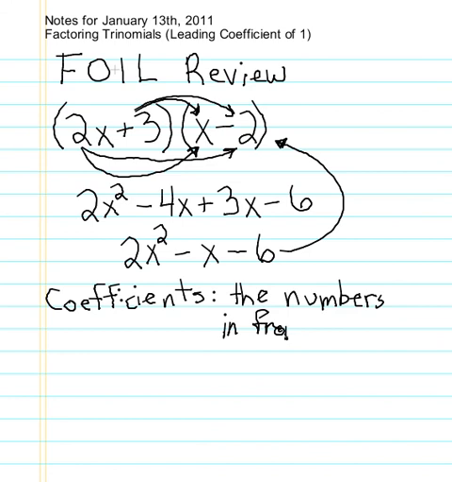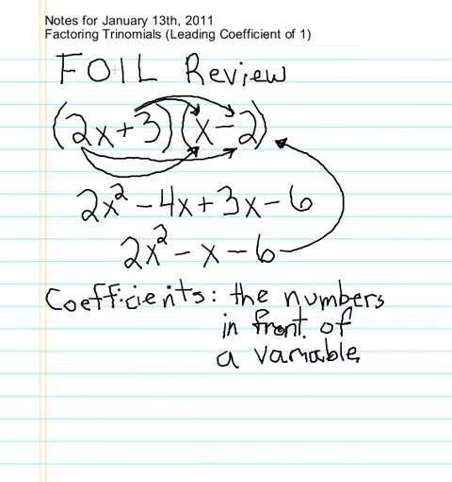Wow, this is neat. In front of a variable. Someday I will figure out this pen. Okay. So coefficients are the numbers in front of the variable.